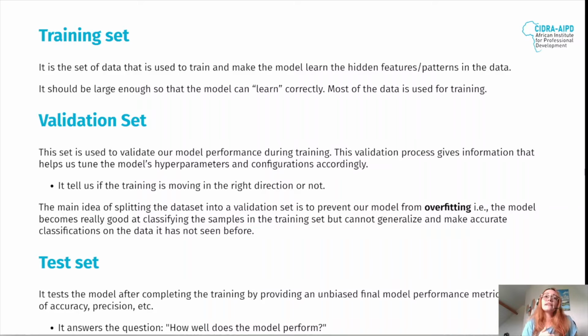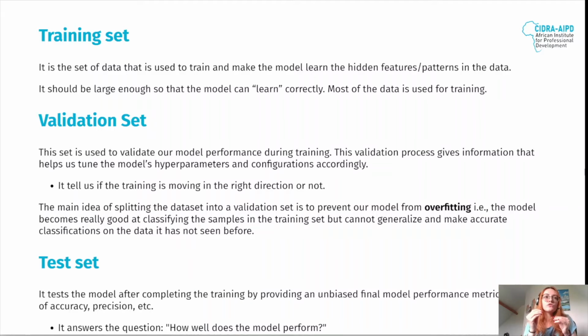The next set that we have is the validation set. The validation set is used to help us validate our model performance during training. So we train the model, we have the weights, and then we can apply that model to the validation set and see how it performs.